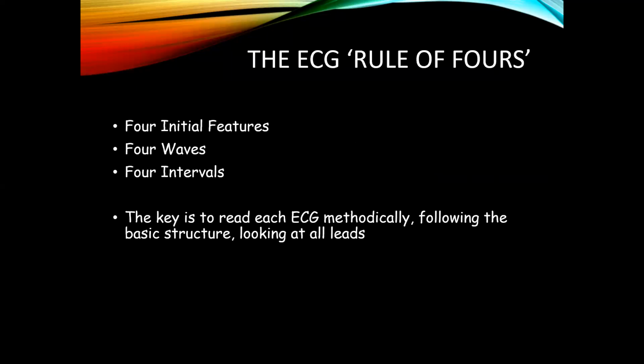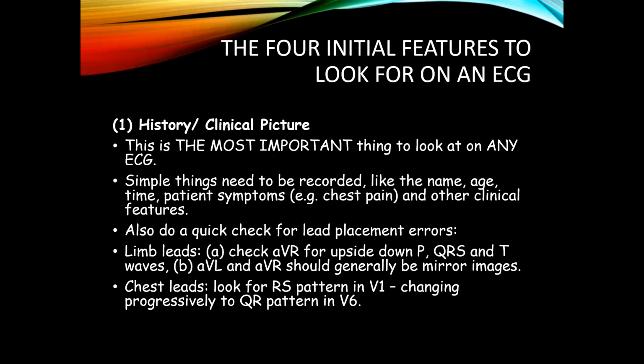So the ECG rule of 4: you need to look at 4 initial features, 4 waves, and 4 intervals. The key is to read each ECG methodically, following the basic structure, looking at all the leads. So the 4 initial features that you need to look for on an ECG: first is history of the clinical picture. This is the most important thing to look for on any ECG. Simple things need to be recorded like the name of the patient, the age, time, symptoms of the patient, and other clinical features. And you also need to do a quick check for lead placement errors.